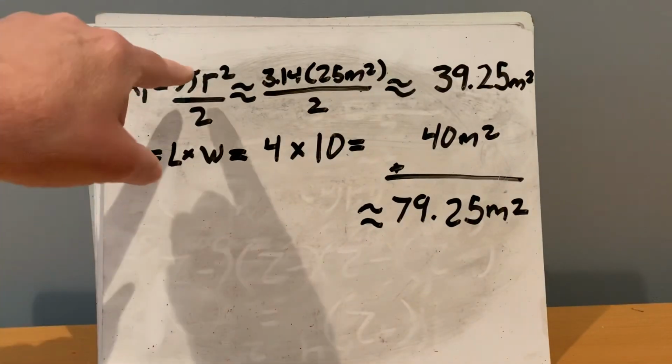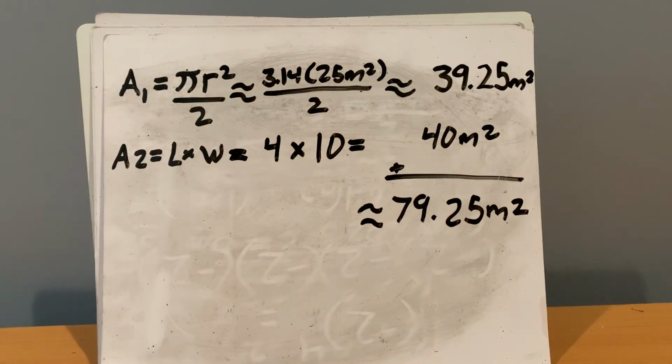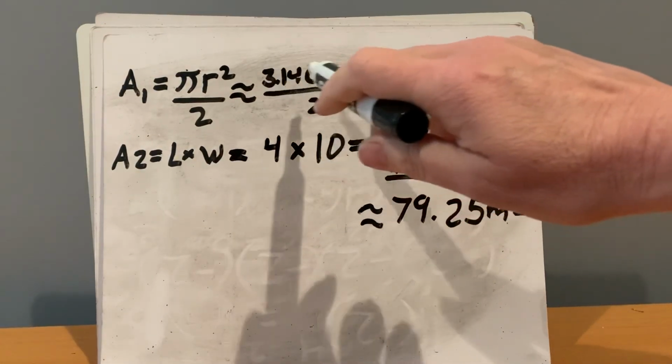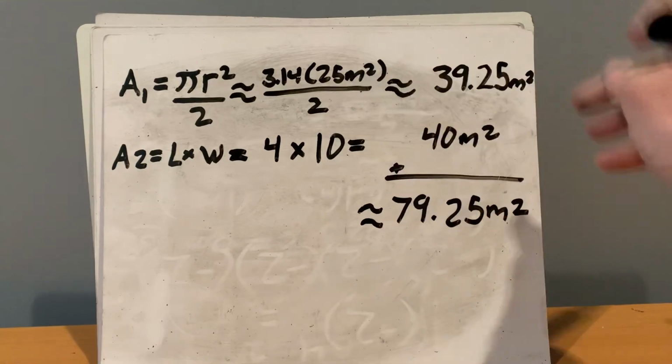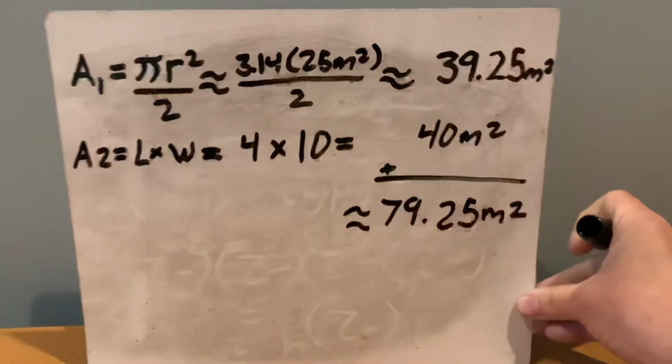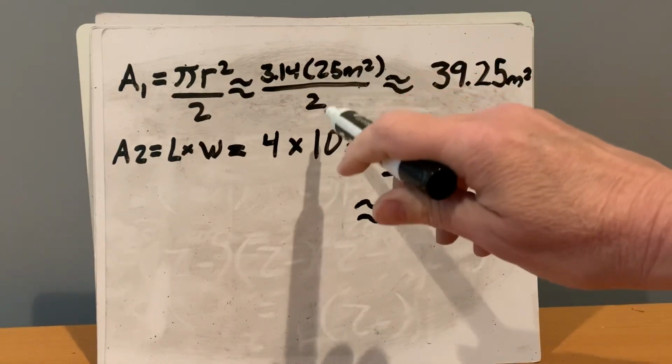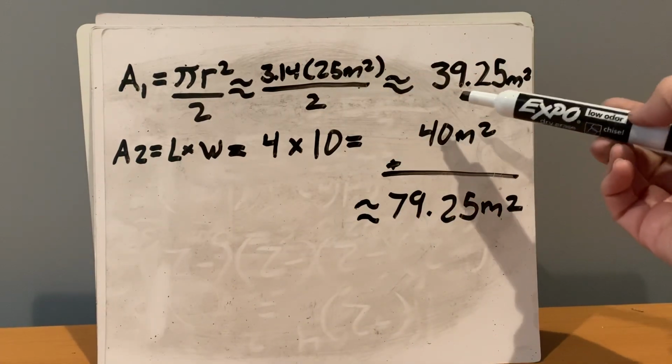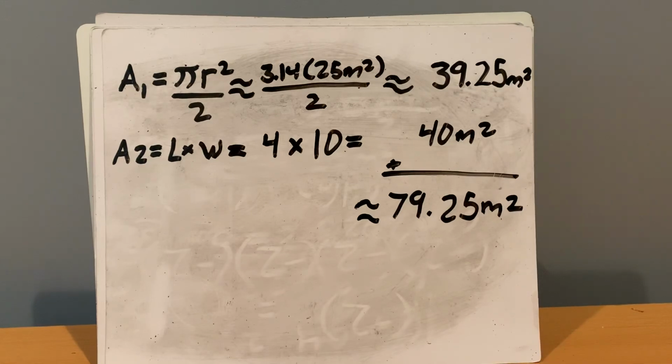Now, if we remember, the area of a circle is pi times radius squared. Then we divide that by 2. So 3.14 times 25 meters squared, because again, if you look back, the radius of the circle is 5, divided by 2 is approximately 39.25 meters squared.